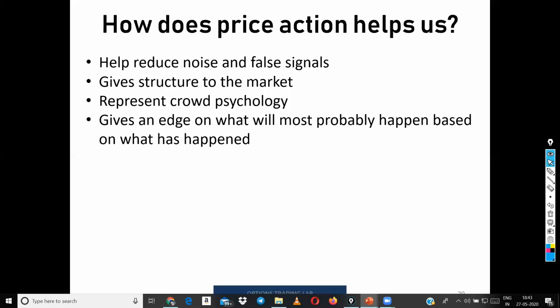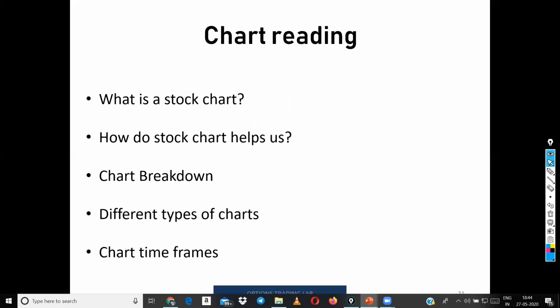Price action gives a good structure to the market, represents the crowd psychology, and gives an edge on what will probably happen based on what has happened in the market in the past. And then the next thing you have to understand is chart reading. First, you have to know what a stock chart is and how a stock chart helps us. Chart breakdown, different types of charts, and chart time frames.